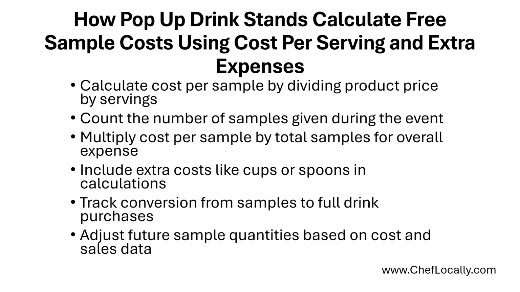Then, they count how many samples they plan to give away or expect to give during the event. Multiplying the cost per sample by the number of samples gives the total cost of free sampling. Sometimes, stands also include extra costs like cups or spoons used for samples.